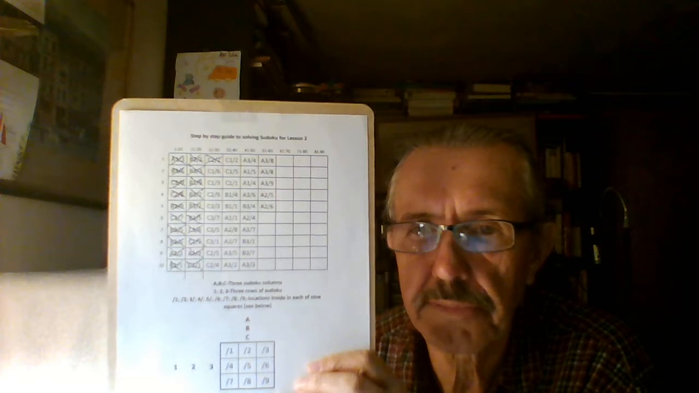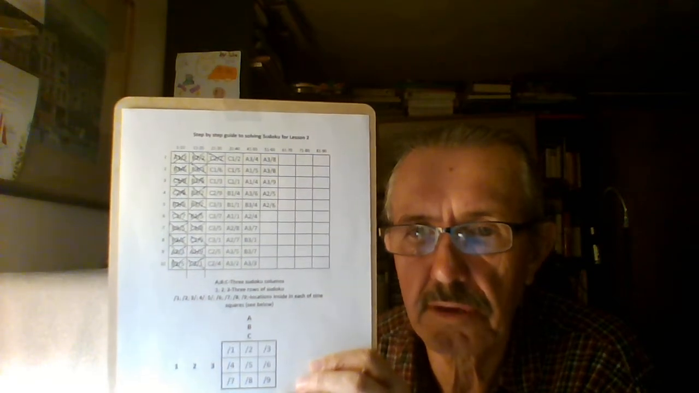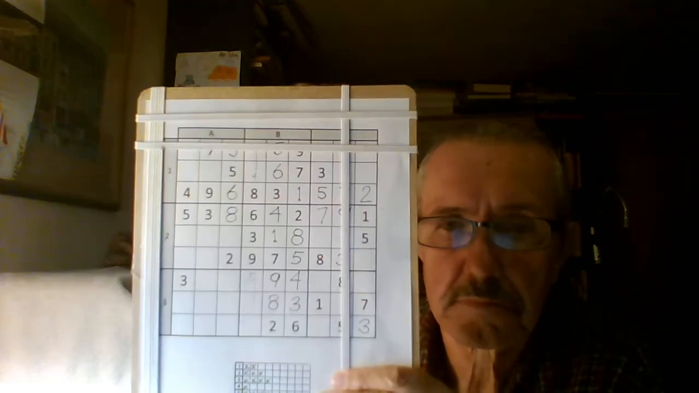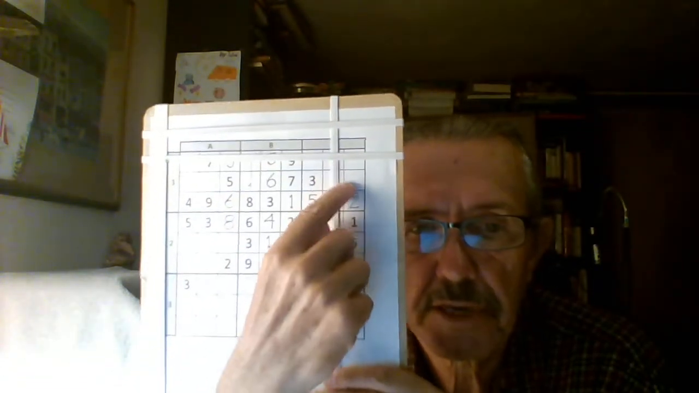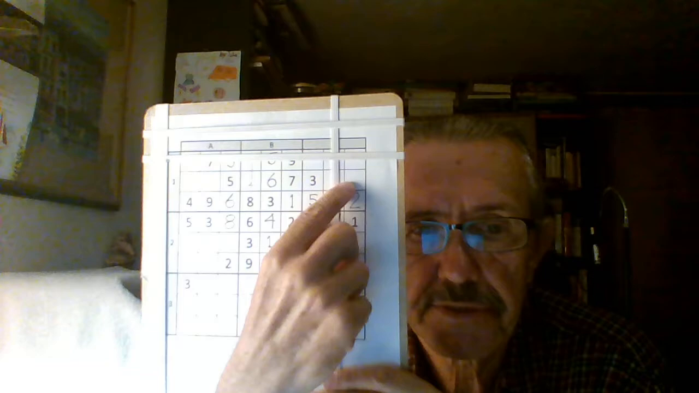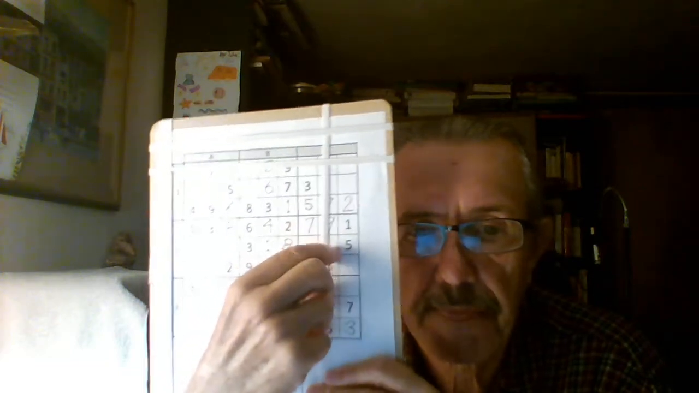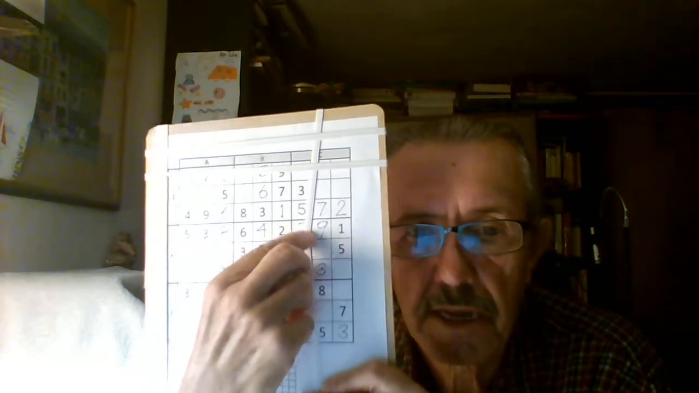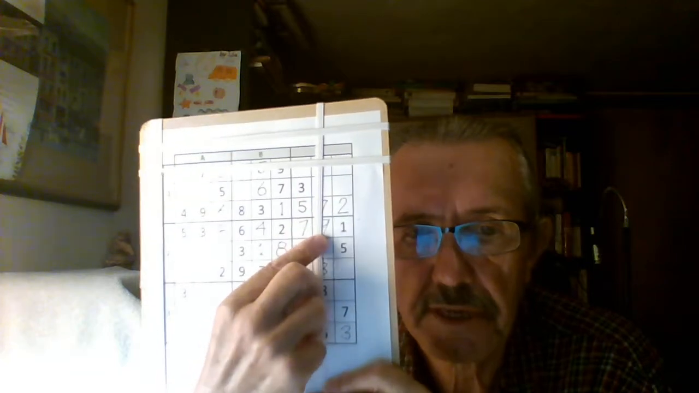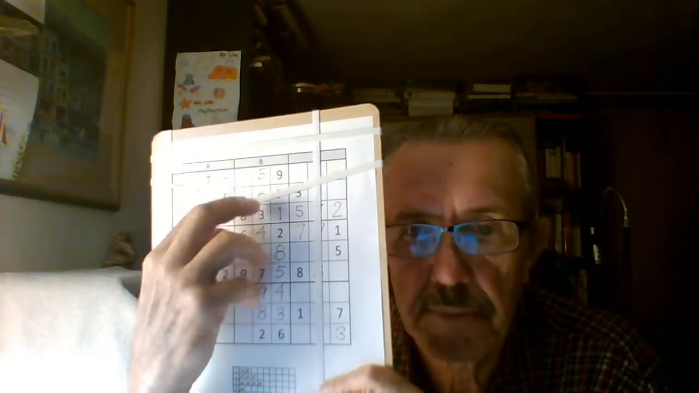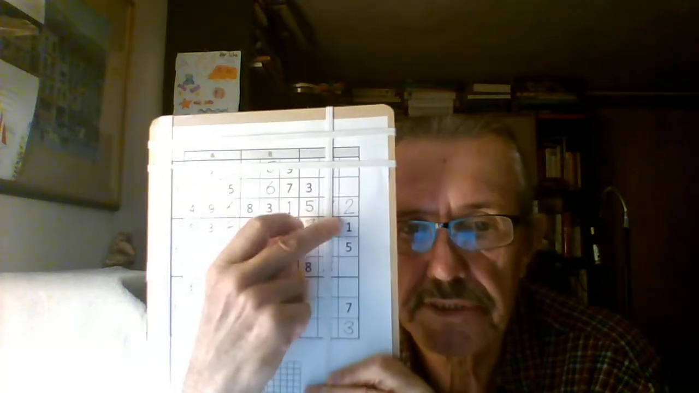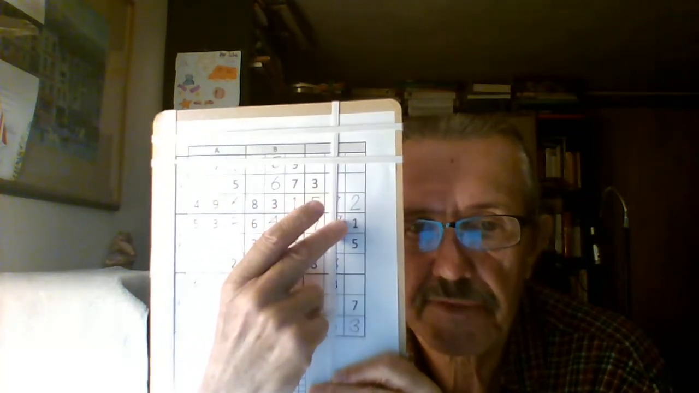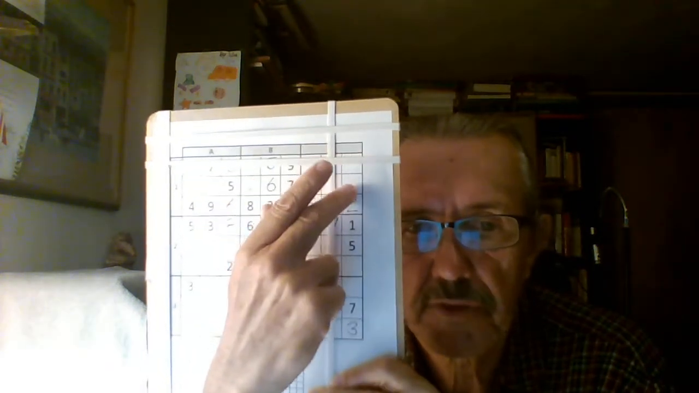Next step will be square C1 location 6. Square C1 is over there, location 6 is over there, and this will be for number 9. As you see, number 9 already exists in this row, and in these columns. There's one available space for number 9 in square C1 is over there.